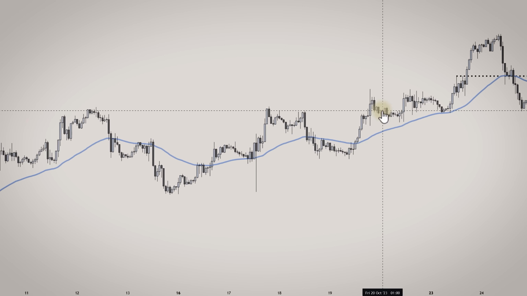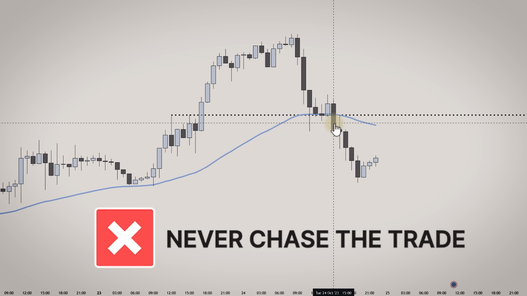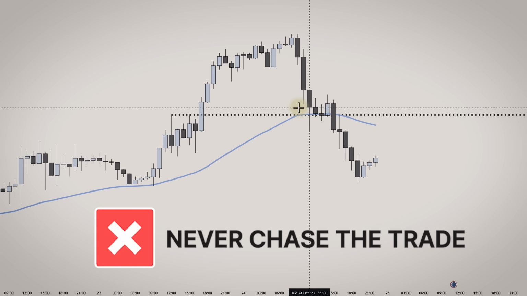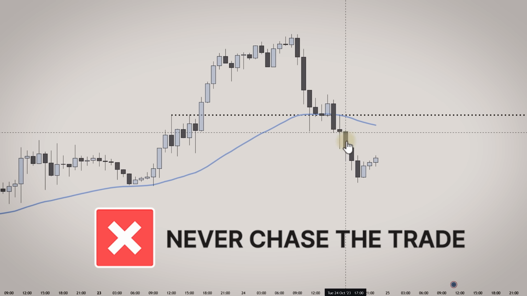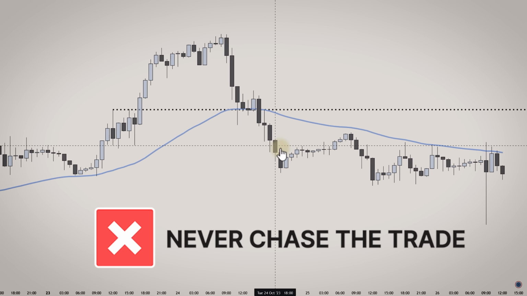But the key lesson is to never chase a failed trade. When price breaks through your confluence zone, you accept the loss and wait for the next opportunity. Don't try to fix the trade by moving your stop or adding to the position. When the setup fails, it fails, and you move on.